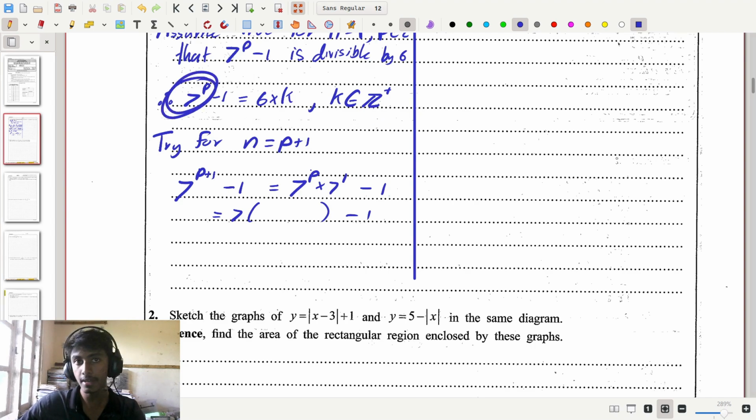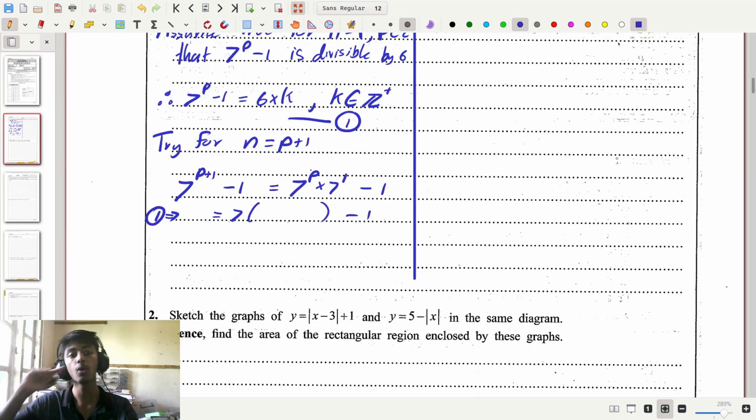Now considering 7 to the power of p, we can see in this expression 7 to the power of p could have been written as 6 times k plus 1. If we took this minus 1 to the other side, we can see 7 to the power of p is equal to 6k plus 1. Now if I call this equation number 1, from equation number 1, we can substitute 7 to the power of p over here for 6 times k plus 1 and say that this is going to be equal to 7 times 6k plus 1 minus 1.